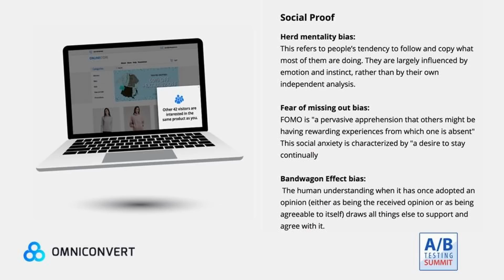The cognitive biases which are addressing this type of experiment are the herd mentality bias, which refers to people's tendency to follow and copy what most of them are doing; the fear of missing out, which is the perception that you are missing on something which others are already doing, some sort of social anxiety driven by a desire to stay continually connected; and the bandwagon effect, which is the human tendency, once an opinion has been adopted, either positive or negative, to support it. All these will be supported towards deciding this.